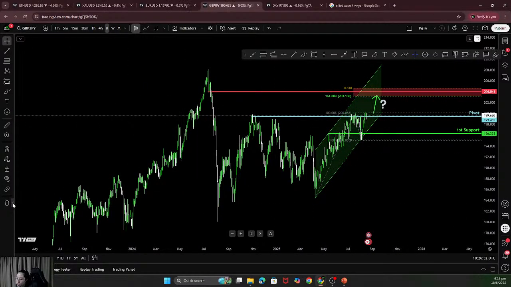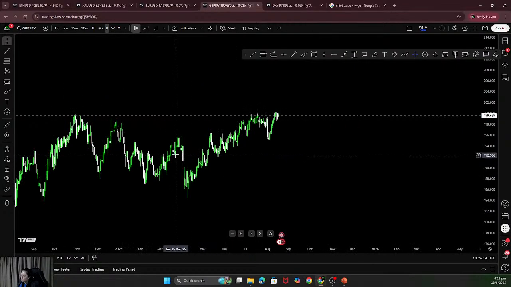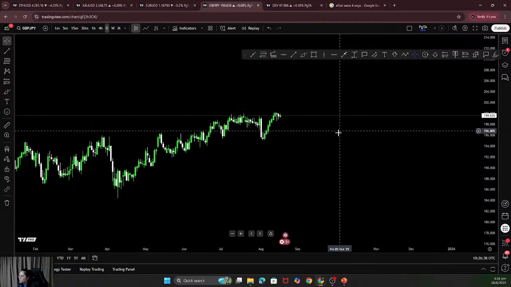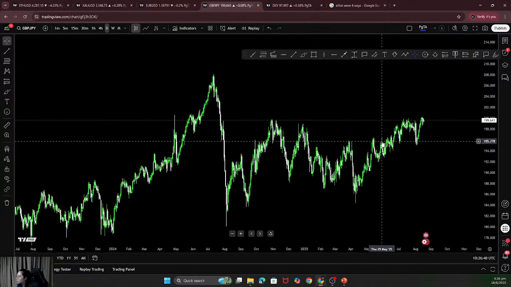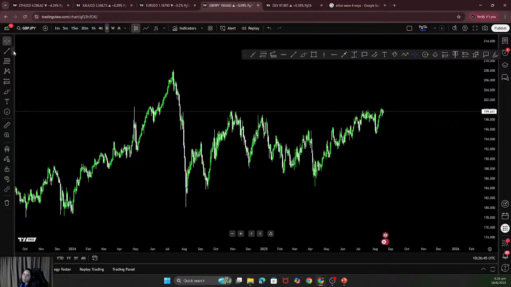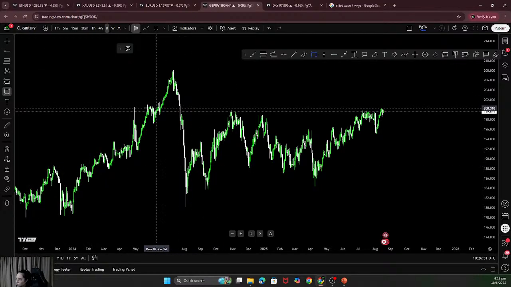GBP/JPY. Give me a moment, guys. I have 4 more minutes, so I've got 4 minutes to do this analysis with you guys. Price is basically moving sideways, nothing new. We've been looking at these charts for a while now. It's basically just moving sideways, right?